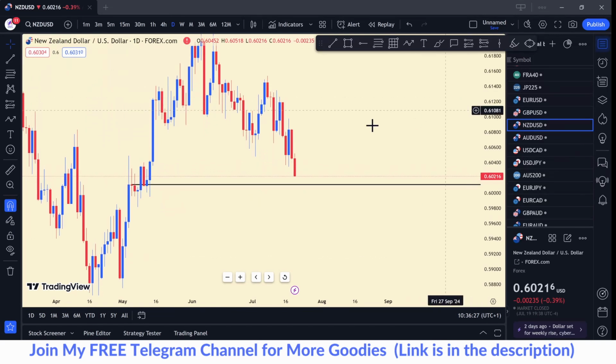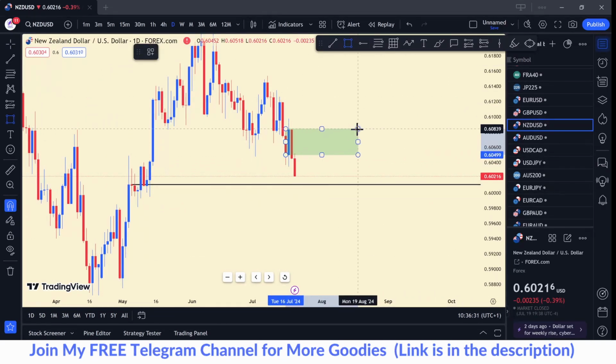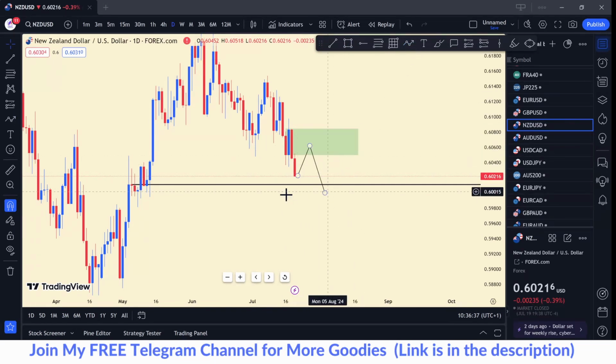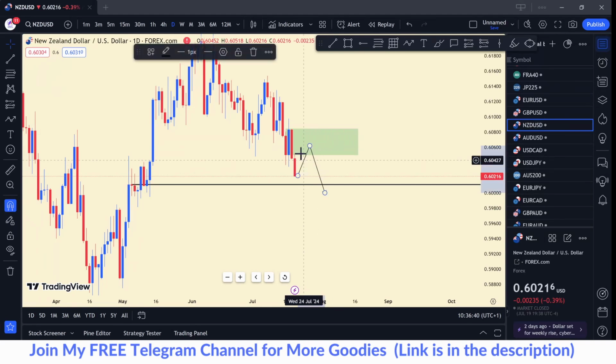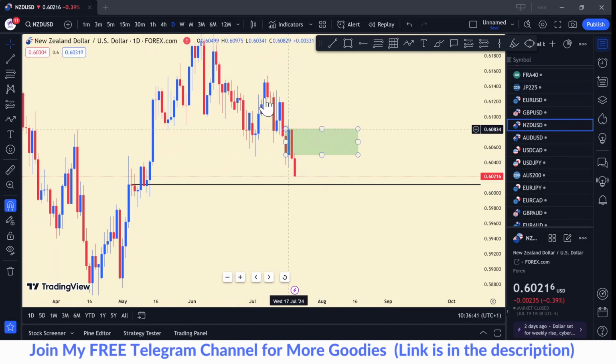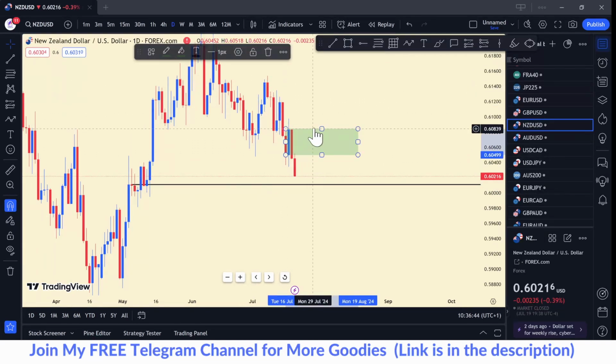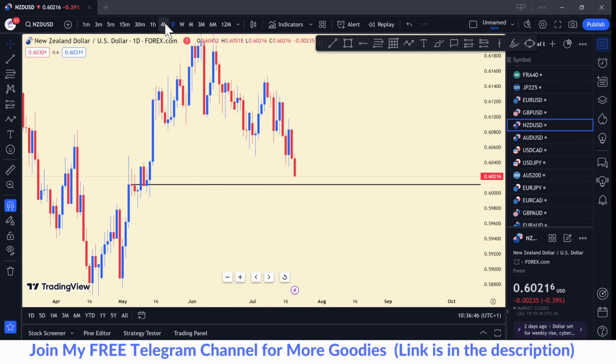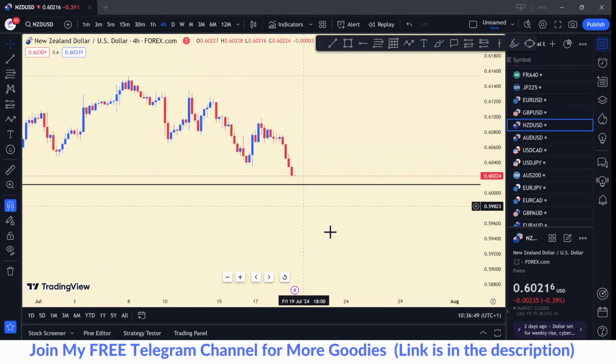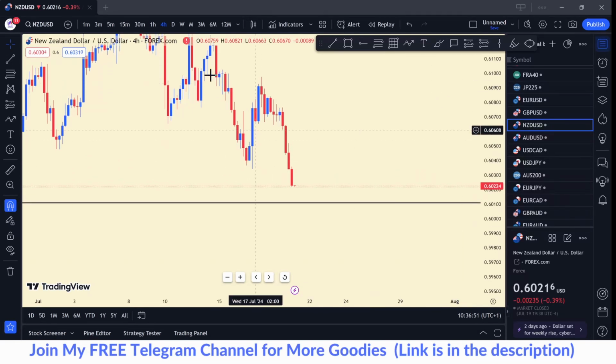From the daily time frame, the moment price gives me a pullback into this region, I'll be looking to sell. I'll be looking to sell. And if you look at the daily, it is also bearish. So we have an intraday game to look at on the 4-hour level. On the 4-hour, you can see the market is going down pretty good.